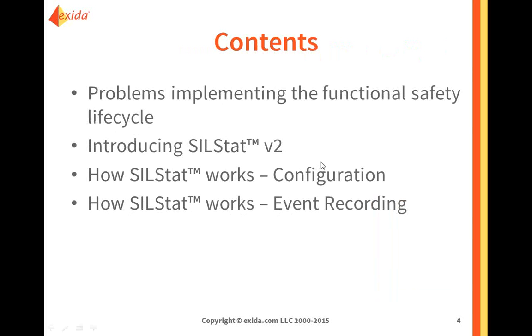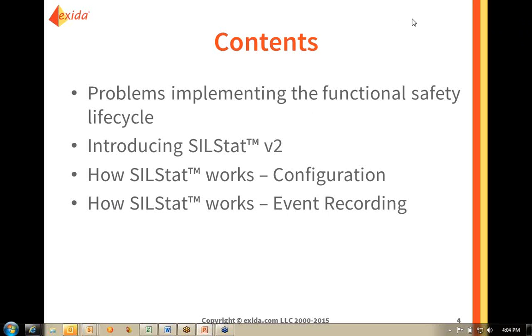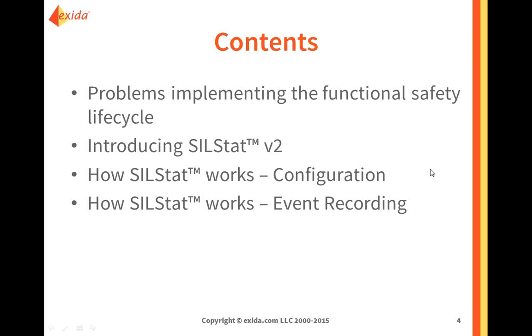So, what are we going to talk about? Problems that people have in general in the industry when it comes to implementing functional safety, and not in the analysis and realization phases, but in the operational phase. What do we need to do, and how do we need to do that? Then I'll introduce SILStat version 2, and we actually released version 2.1 earlier this week, yesterday to be precise, and there's some improvements again and additional functionality that we added to the tool. I'll talk about how the tool works, and then end with how we record events.